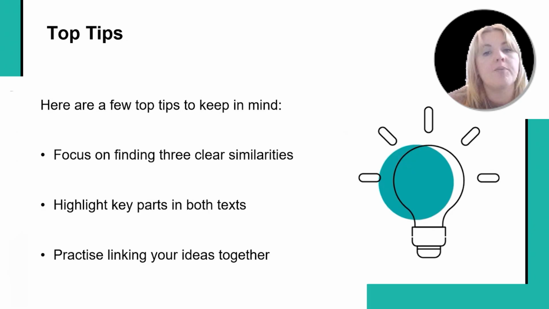Finally, practice linking your ideas together. When you're revising, practice writing sentences that combine information from two texts smoothly. Try to explain how the similarities fit together, not just what they are. This will help to make your answer clear and detailed.